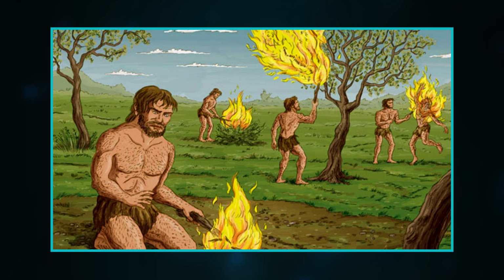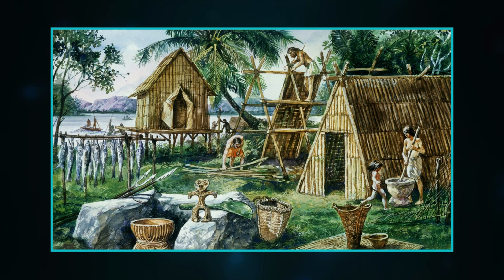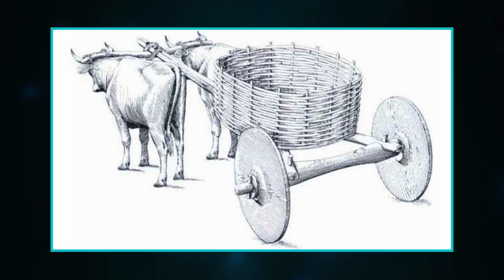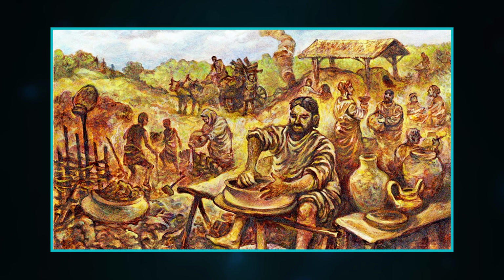When early humans discovered the use of fire, they were the first to make controlled use of an external, non-living energy source. They used the energy from the biomass for cooking and heating by burning dried plant material and animal waste. Humans relied heavily on the resources of the forest for heating needs. The raw materials from the forest were also widely employed for a variety of other things, including dwellings, the construction of furniture, carts, agricultural tools, musical instruments, and numerous other handicrafts.